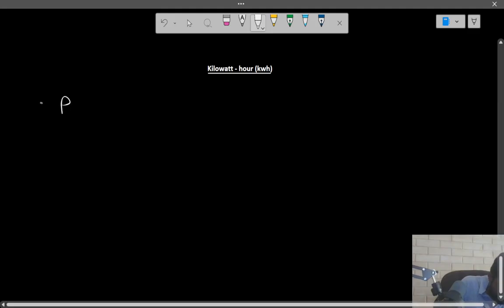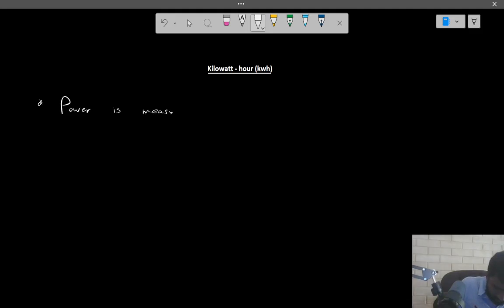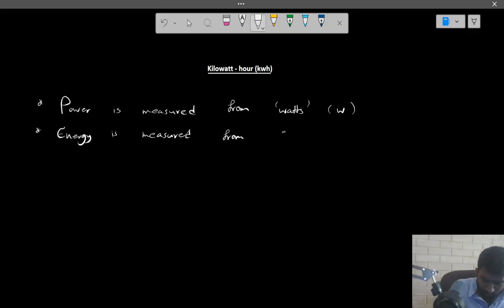Power, if I write this thing, power is measured in watts, right? We represent it by W, simple W, right? Then you already know what energy is measured in: the unit of joules, right? Joules, capital J, we use capital J to represent joules, right?